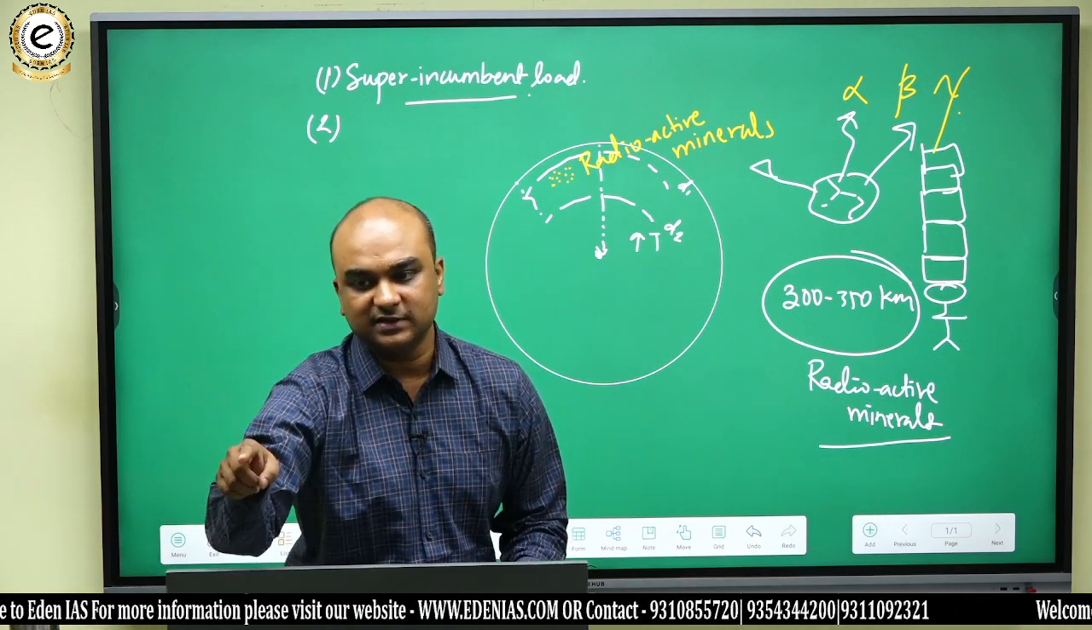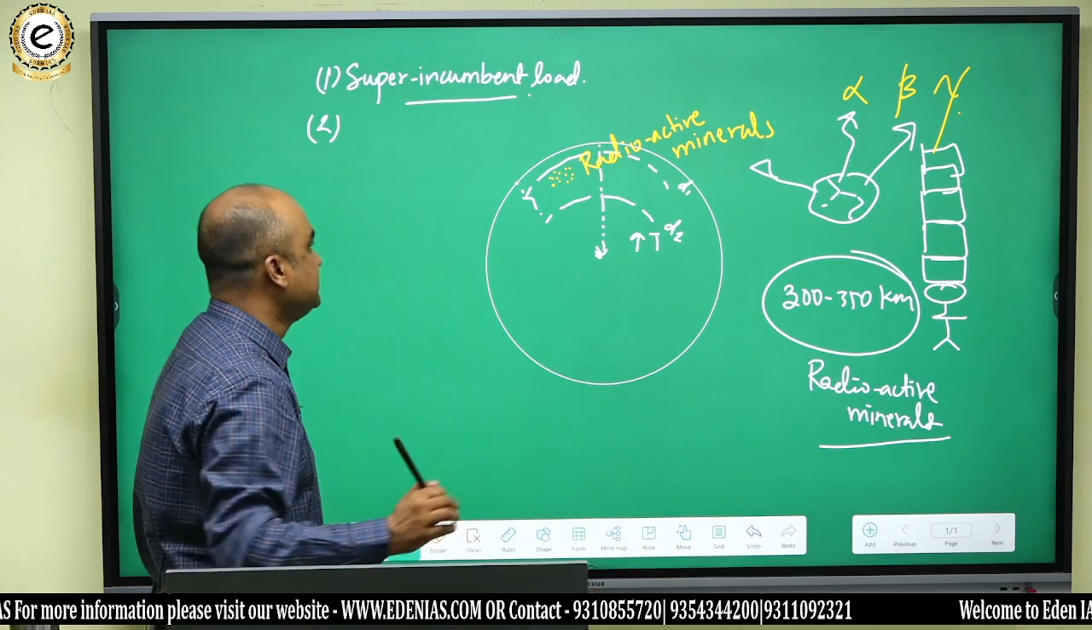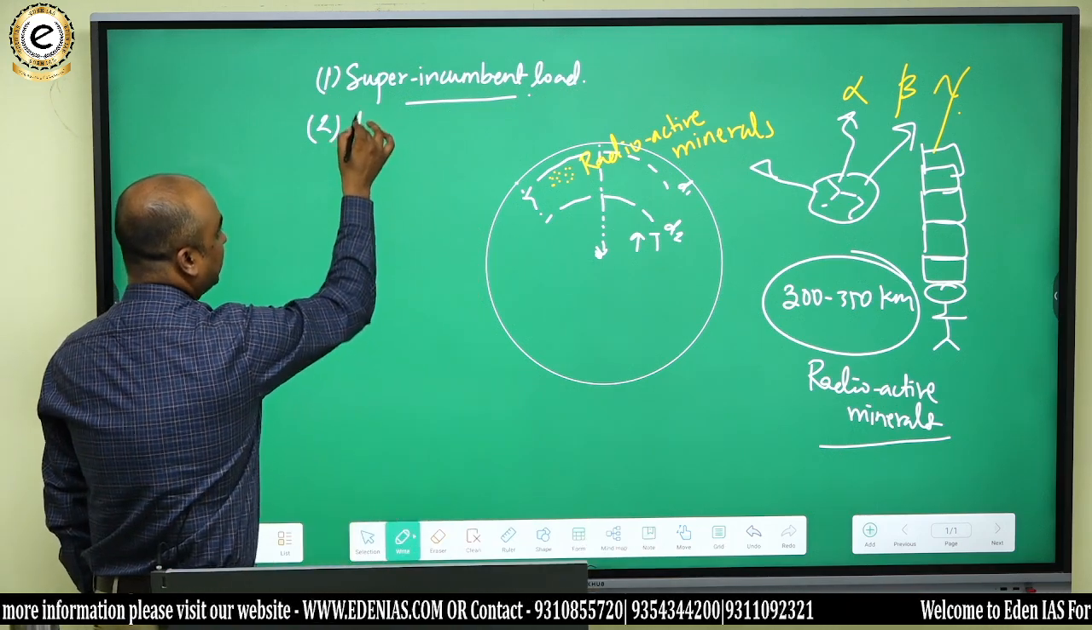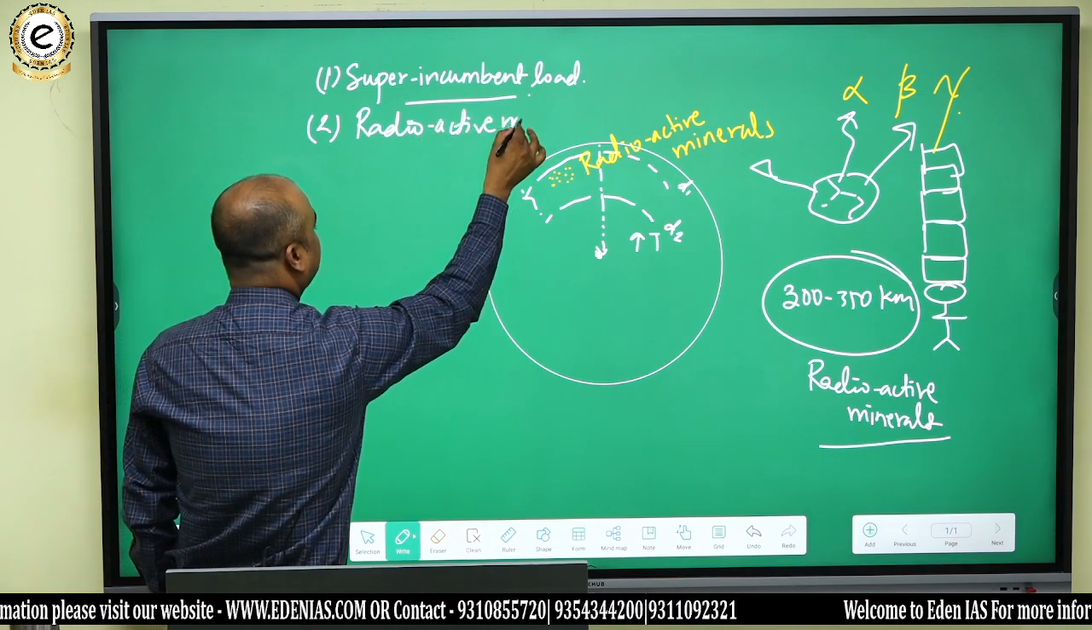This is one more reason how there is heat in the Earth's interior. ये बात clear हो गई? The second reason therefore is the presence of radioactive minerals.